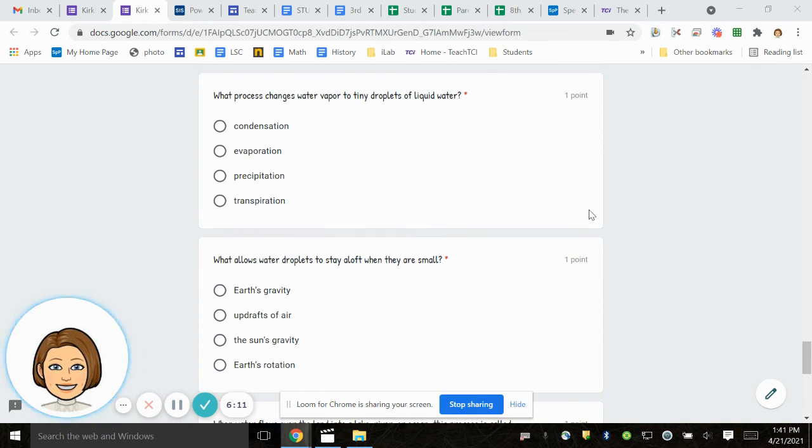Number 17. What process changes water vapor to tiny droplets of liquid water? Condensation, evaporation, precipitation, transpiration.